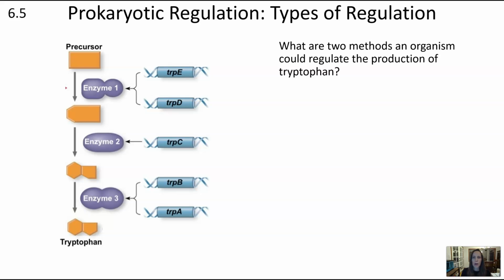We're going to go through prokaryotic regulation first, and then we'll look at eukaryotic regulation. Just like we've seen before in terms of expression, prokaryotes are a bit simpler. Let's look at this diagram and figure out what are two methods an organism could regulate the production of tryptophan. In other words, this diagram is showing the general steps of making tryptophan. How could we regulate that process?